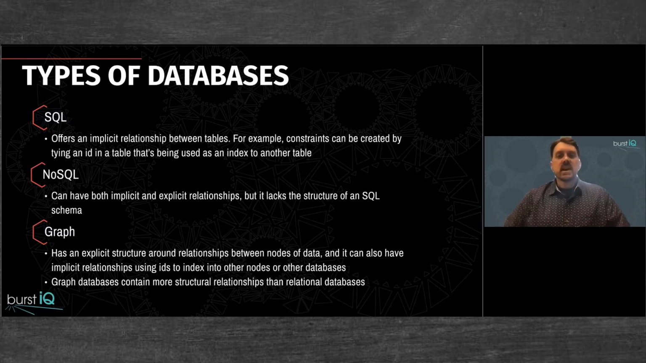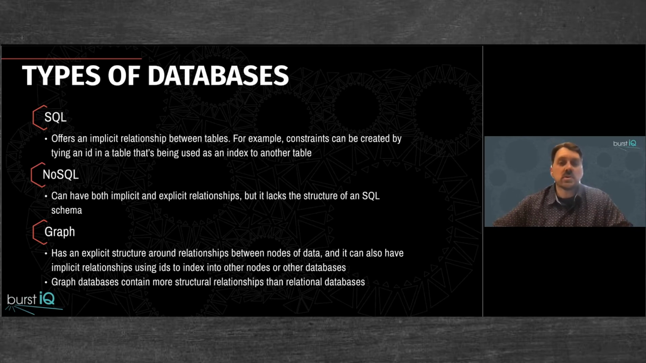NoSQL lacks that third normal form structure that most data modelers and data architects adhere to when they work with RDBMSs. And that's a good thing, because now you can start exploring different types of relationships. You're not bound to the hard and fast of a table. Then we get into graph.